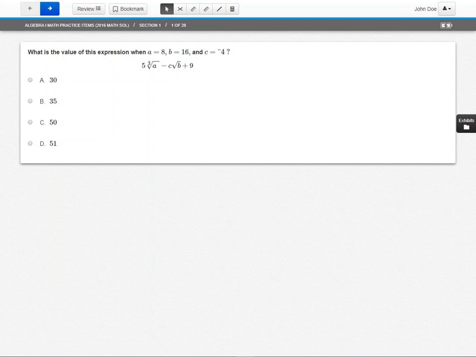Today we're going to learn what the SOL is going to look like this year. So this is on TestNav, and this is what it looks like when you're going to take the SOL. It's going to look something like this.